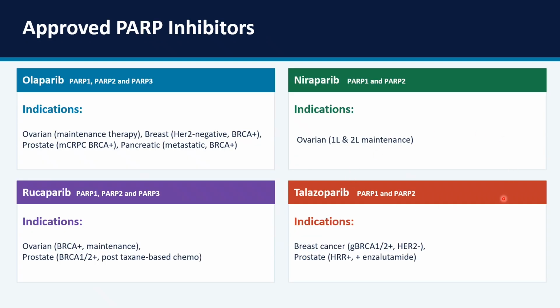So if we conclude, olaparib is indicated in ovarian cancer as a maintenance therapy, in breast cancer HER2 negative and BRCA positive, in metastatic castration resistant BRCA positive prostate cancer, and in BRCA positive metastatic pancreatic cancer. Regarding niraparib, it is indicated as first line and second line maintenance in ovarian cancer. Rucaparib is indicated in ovarian and prostate cancer, and talazoparib is indicated in breast cancer as well as prostate cancer with enzalutamide.